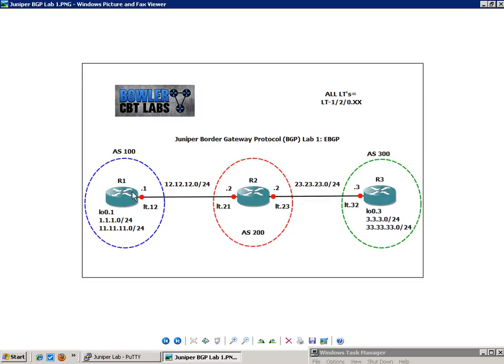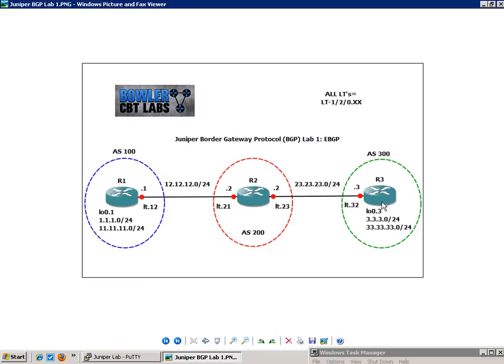For instance, the connection between router 1 and router 2. Router 1 is going to be using logical tunnel 120.12. Router 2 is going to be using logical tunnel 120.21. And then the connection between router 2 and router 3. Router 2 is going to use logical tunnel 23, and router 3 is going to be using logical tunnel 32. The network between router 1 and router 2 is the 12 network. And the network between router 2 and router 3 is the 23 network.